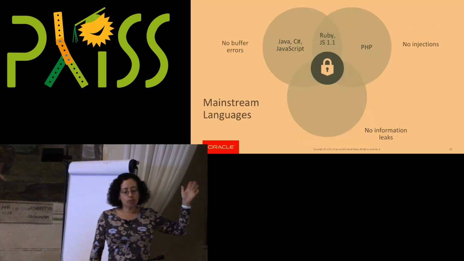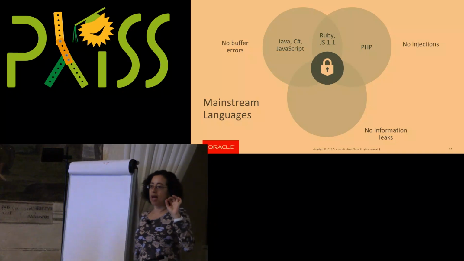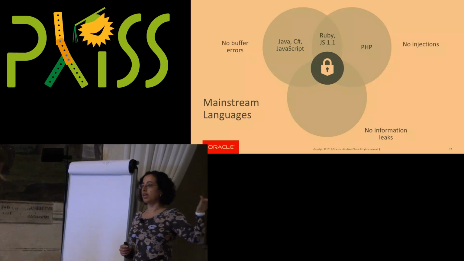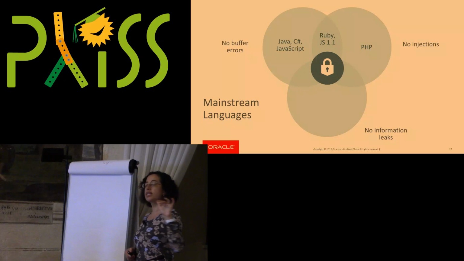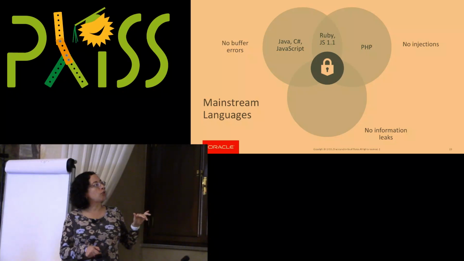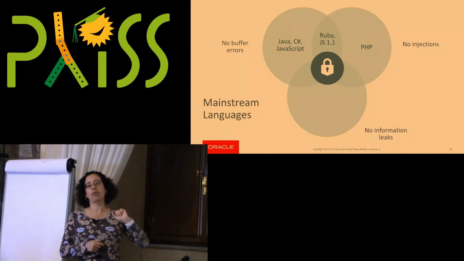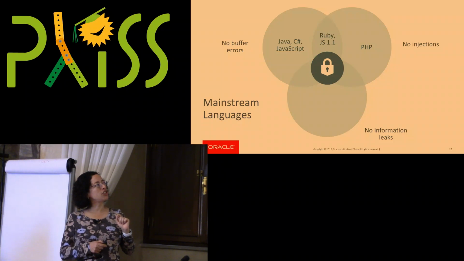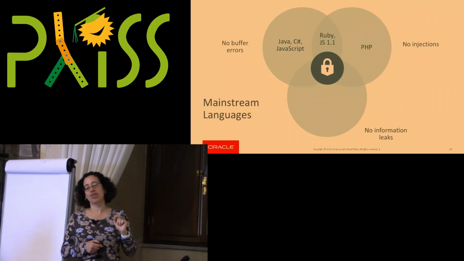And when you look at those mainstream languages and you start mapping them against those three different categories of vulnerabilities, which I've drawn here in terms of a Venn diagram, what you realize is that only some languages provide us support for not having buffer errors whatsoever in the language, right? Java, C#, and JavaScript fall in that category.